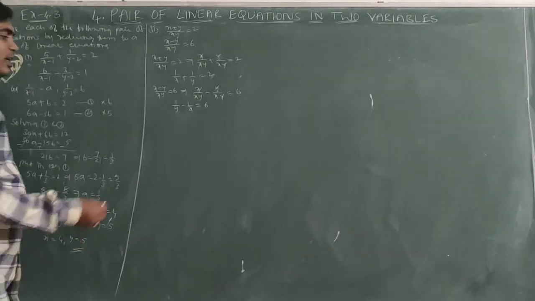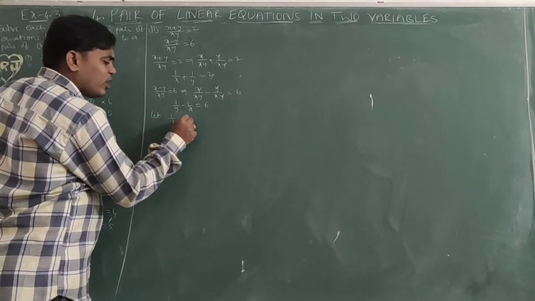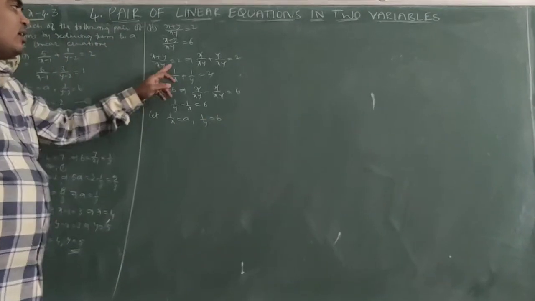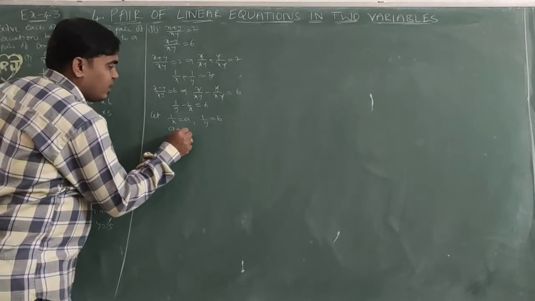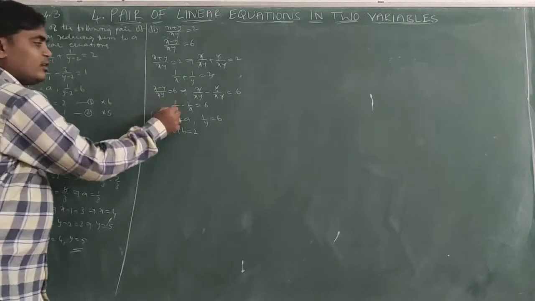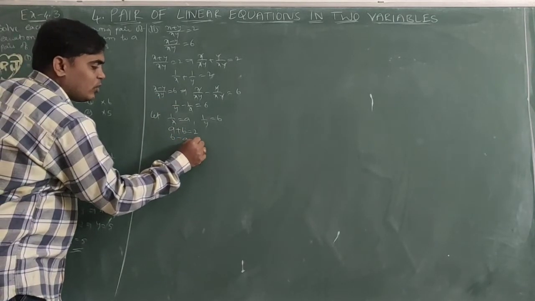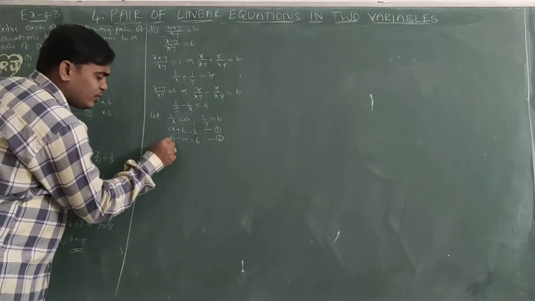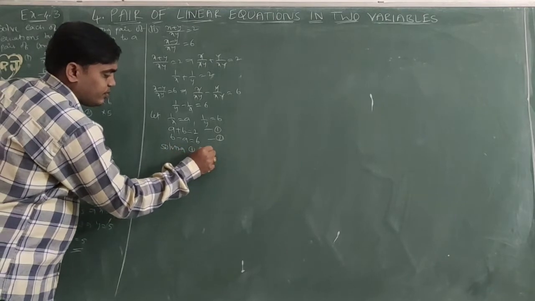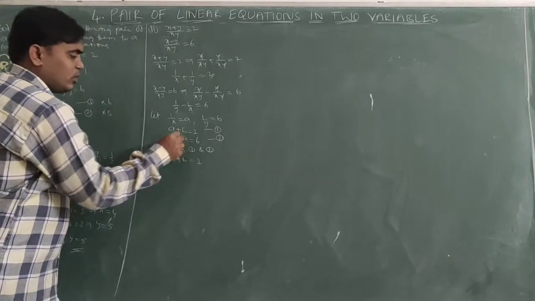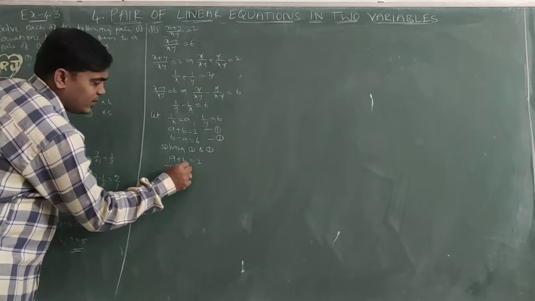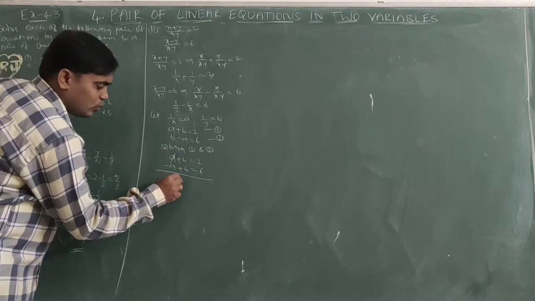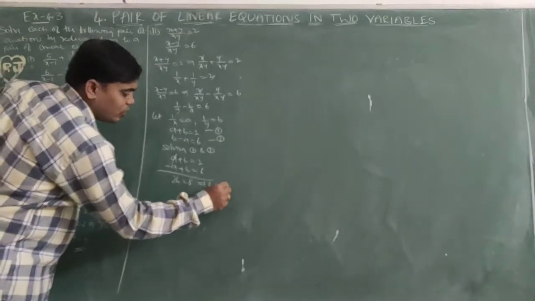Okay, now let 1 by x equal to a, 1 by y equal to b. This is a plus b equal to 2, equation 1. This is b minus a equal to 6, equation 2. Solving 1 and 2. a plus b equal to 2. b minus a, that is minus a plus b, equal to 6. a cancels. b plus b, 2b equal to 8, implies b equal to 4.